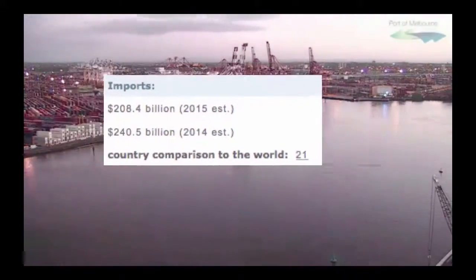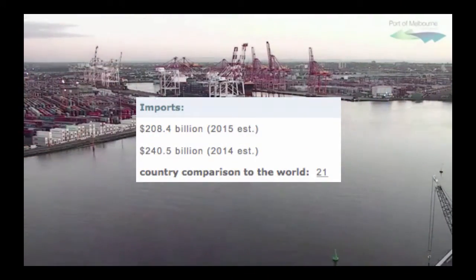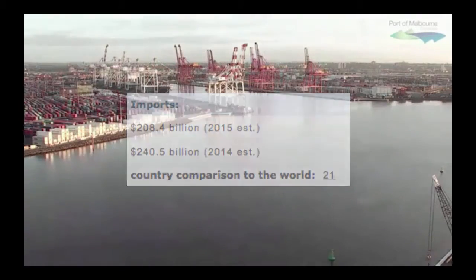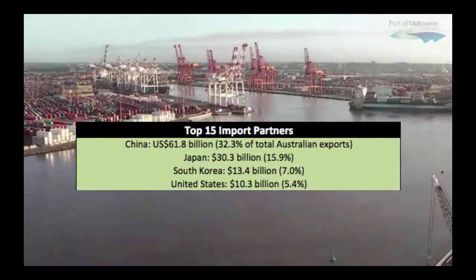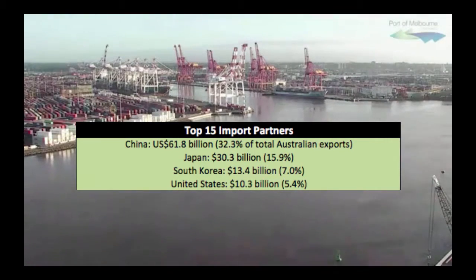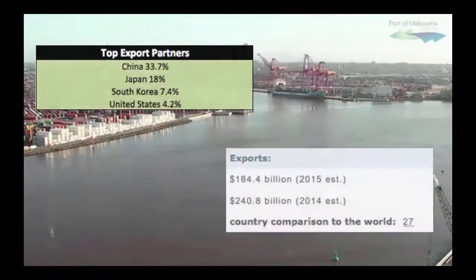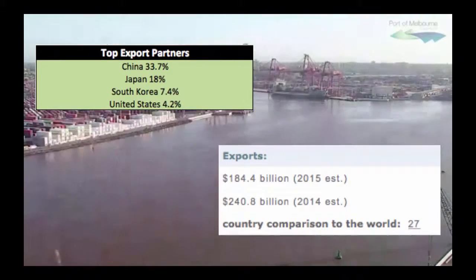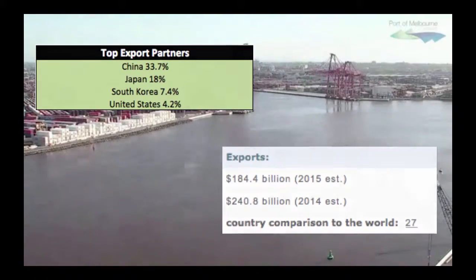Australia's imports were estimated to be 208.4 billion US in 2015, down from an estimated 240.5 billion US in 2014. Their top three import partners were China, the United States, and Japan. Australia's exports were estimated to be 184.4 billion US in 2015, down from an estimated 240.8 billion US in 2014.